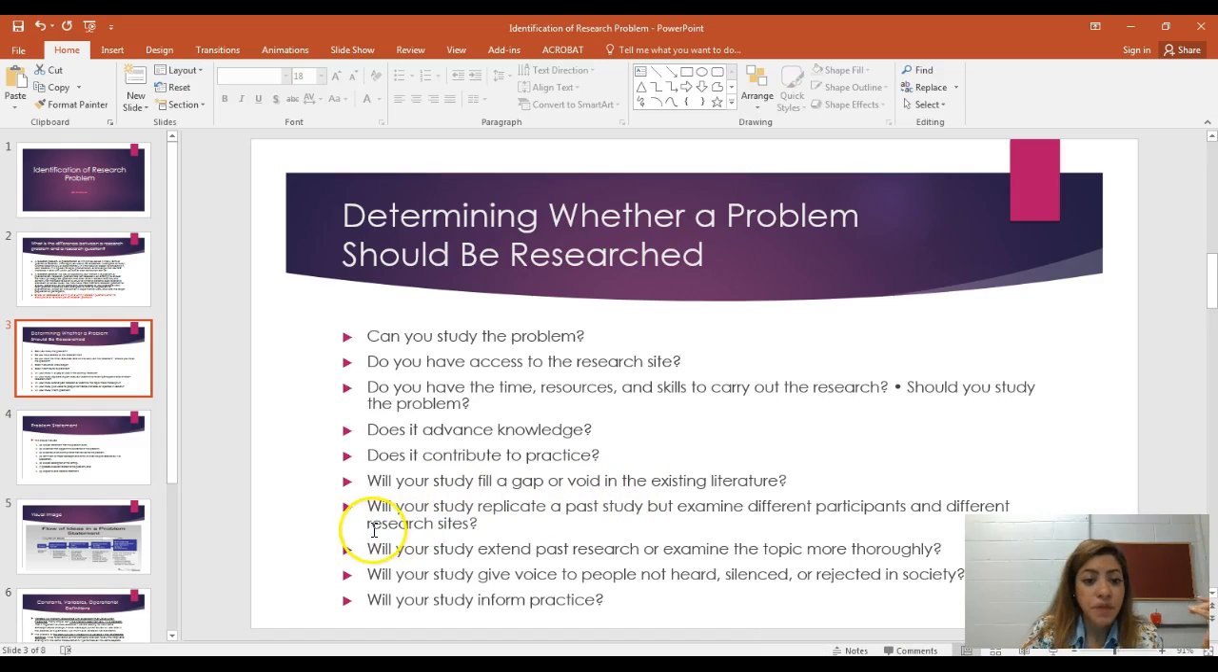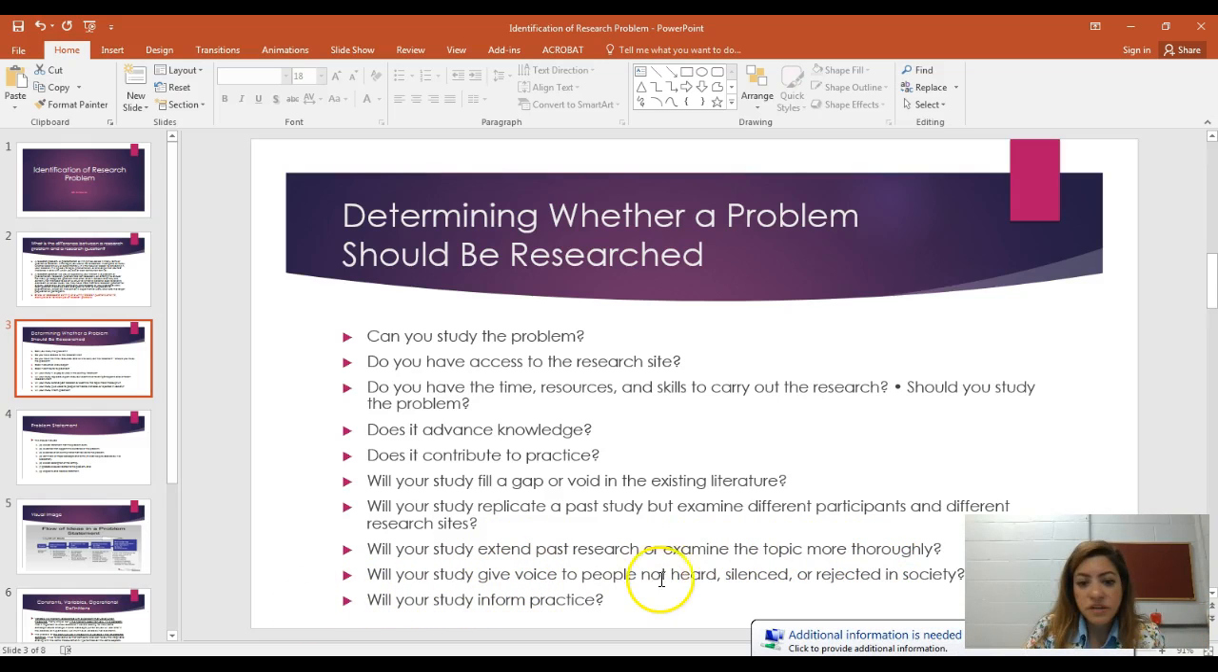fill a gap? Will your study replicate a past study but examine different participants and different research sites? So when I say not reinventing the wheel, you can actually look at a study and think, well, how about this population? Or how about this age group? Or how about this culture? Okay? Will your study extend past research or examine the topic more thoroughly?